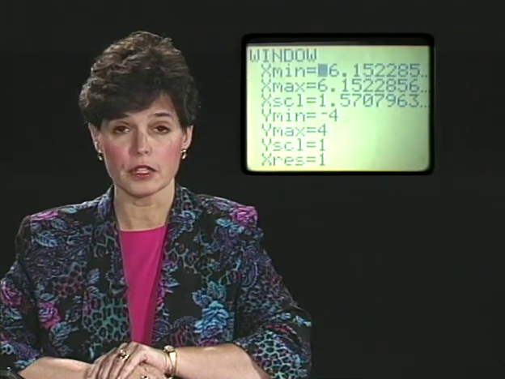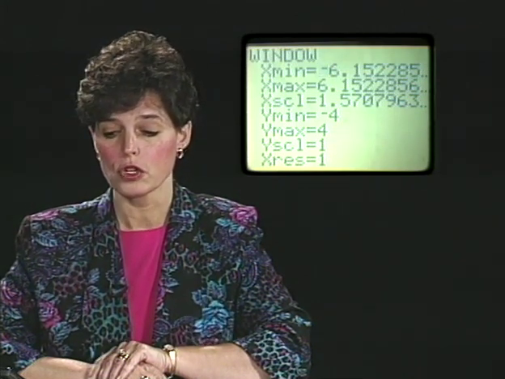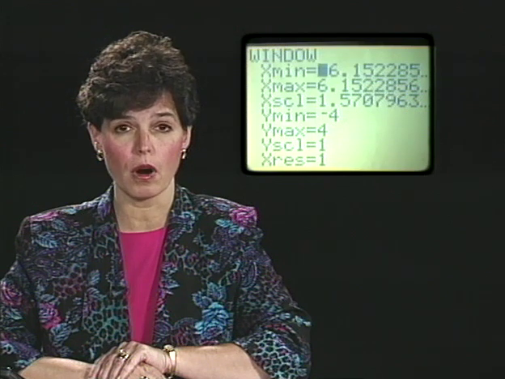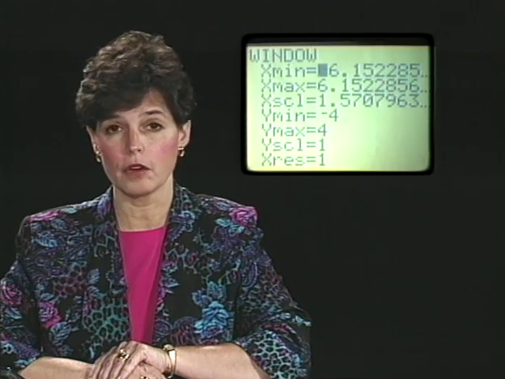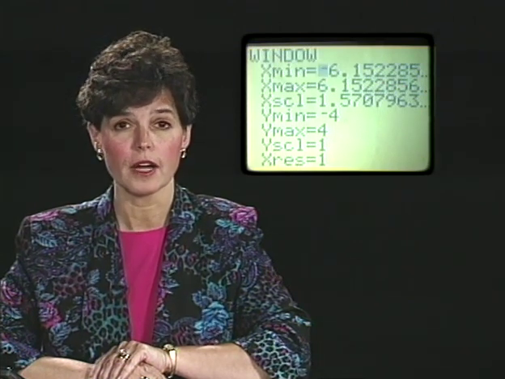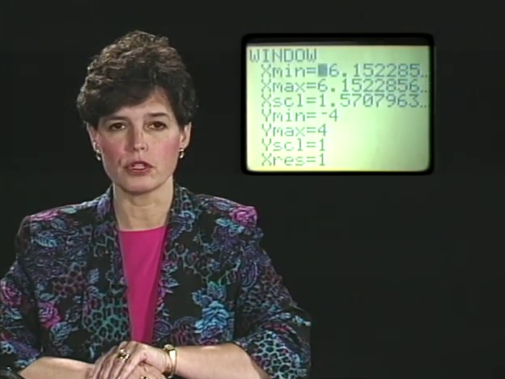The calculator has done this on purpose because we chose zoom trig. So I would suggest that whenever you are graphing with trig functions that you actually start off with zoom trig, and then if you would like to make some adjustments after that, that would be fine, but it gives you a good starting place.